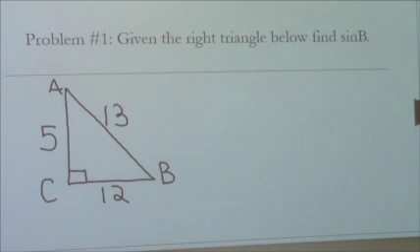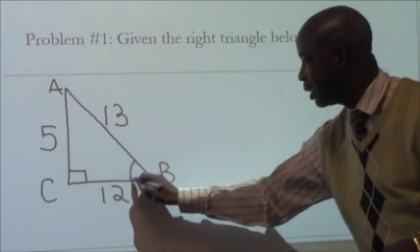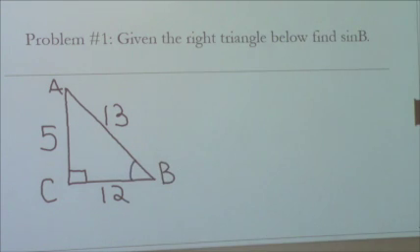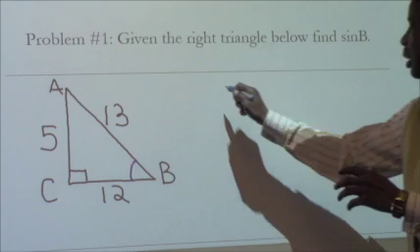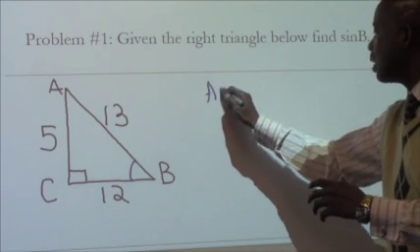It says, given a right triangle below, find the sine of B. So now here's our angle B. I'm going to mark it. This is B we are interested in. So let's do this in relationship to B. So we know that our angle is B.